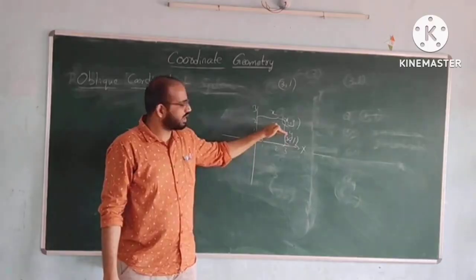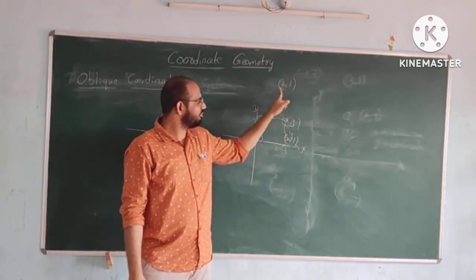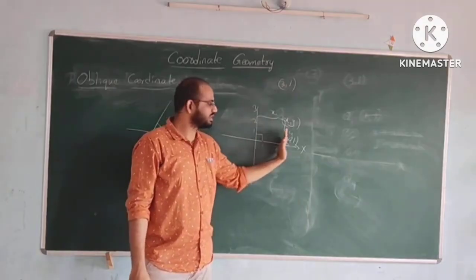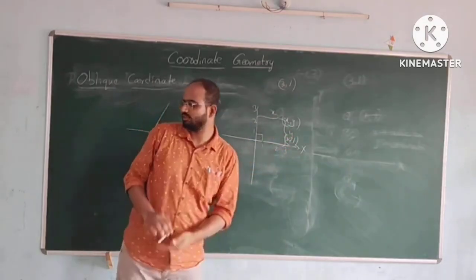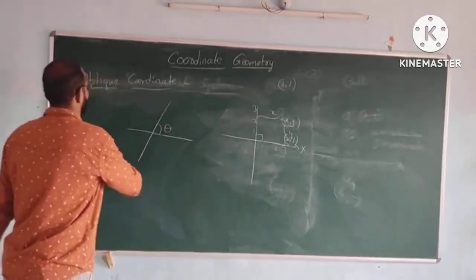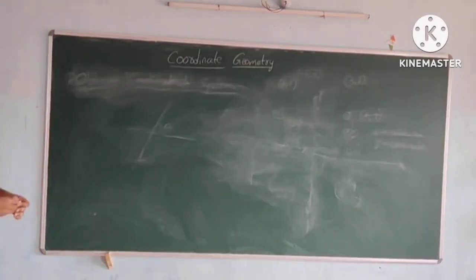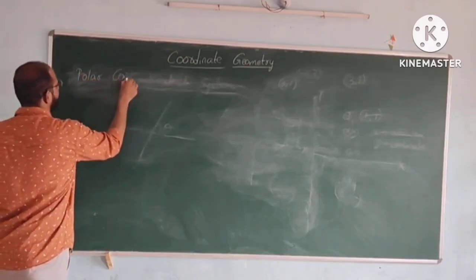Now we are moving 1 unit upward. 1 unit upward means we are moving from the x-axis. So the distance from the y-axis is x units, 3. The distance from the x-axis is y units, 1. So this is about the rectangular coordinate system and the oblique coordinate system. The third one is the polar coordinate system, just to give an introduction about this.